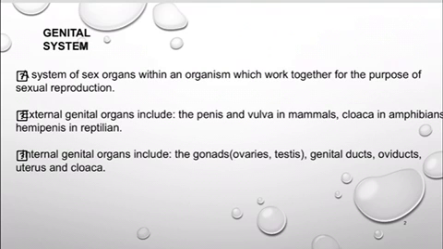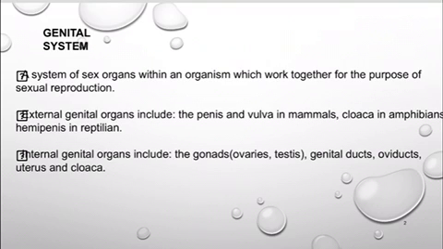You have external genital organs that include the penis and vulva in mammals. In the amphibians, you have the cloaca, and then in the reptiles, you have the hemipenis. Internal genital organs are also part of the genital system. Internal genital organs include the gonads, that's the ovaries and testes. You have genital ducts as well: oviducts, uterus, and cloaca.